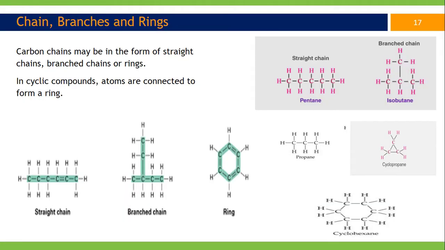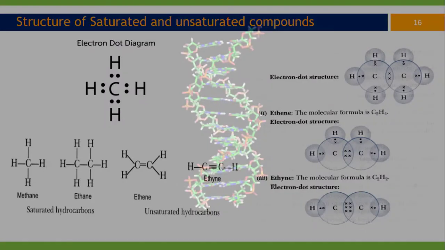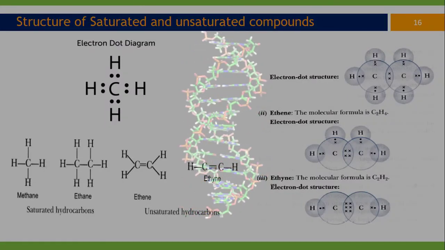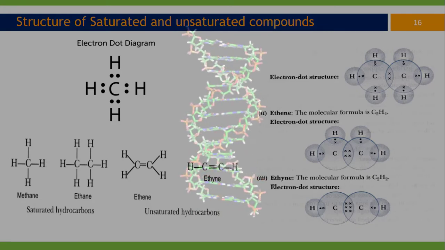Chains, branches and rings in carbon compounds. Carbon chains may be in the form of straight chains, branched chains or rings. In cyclic compounds, atoms are connected to form a ring. Look at the examples given for straight chain, branched chain and ring. In a straight chain, all the carbon atoms lie in a straight line. In the branched chain, the carbon chain has branches. One carbon atom is attached to three other carbon atoms.